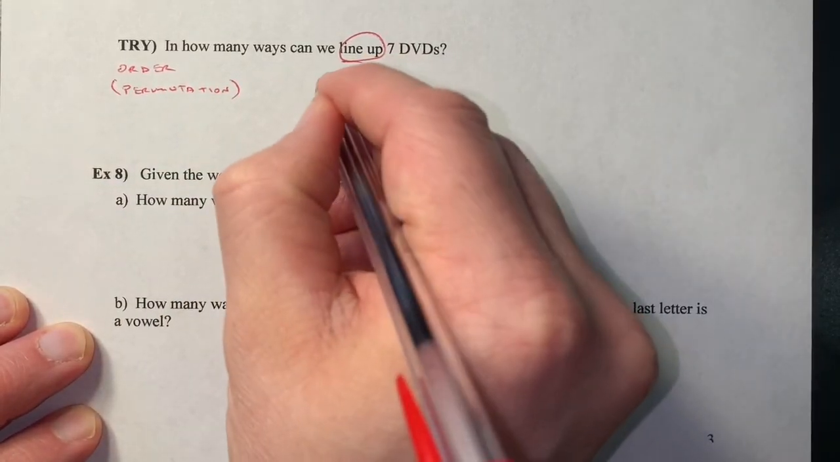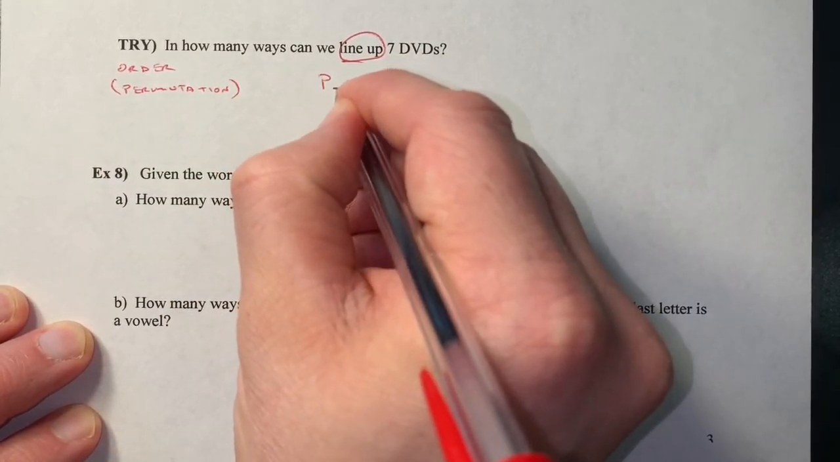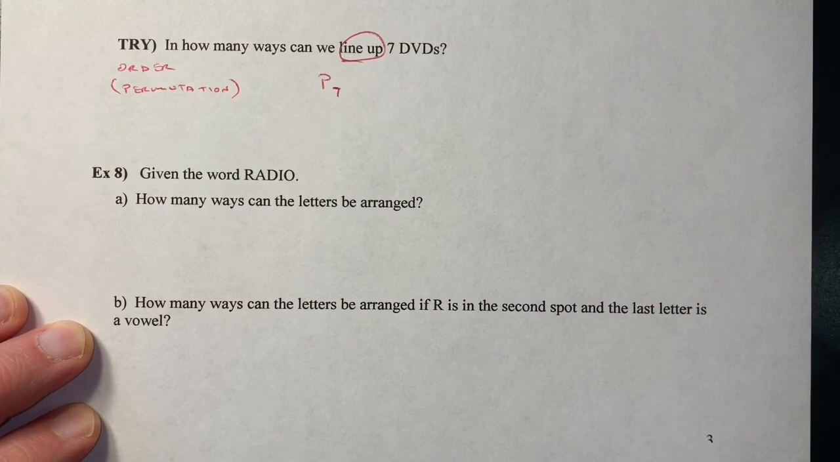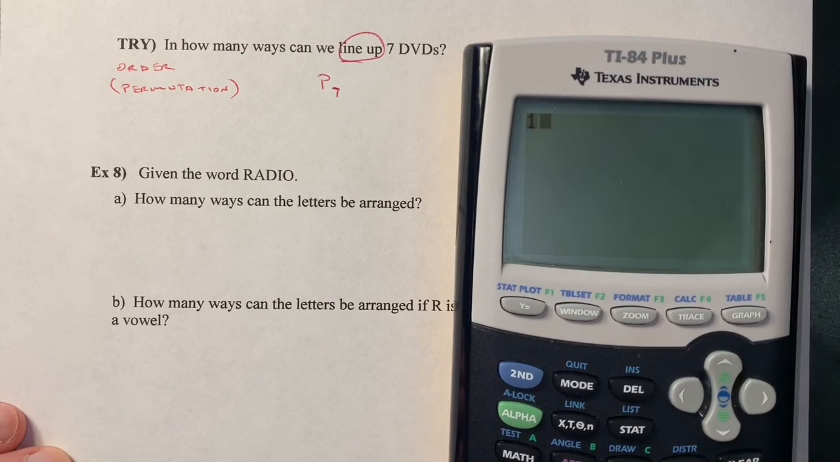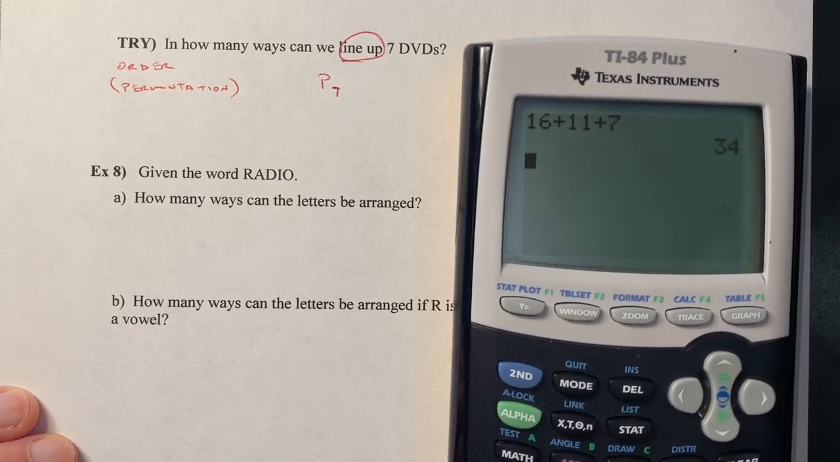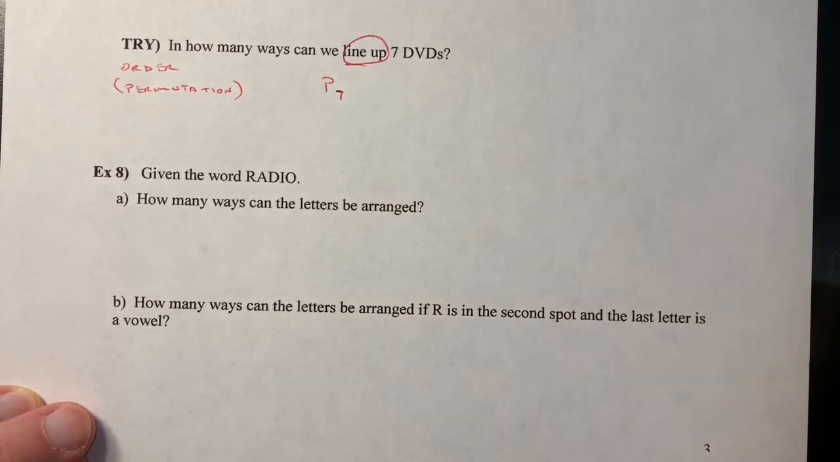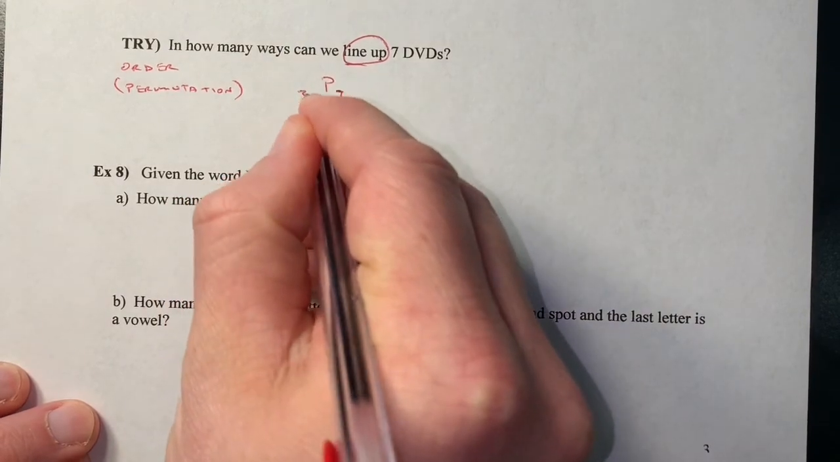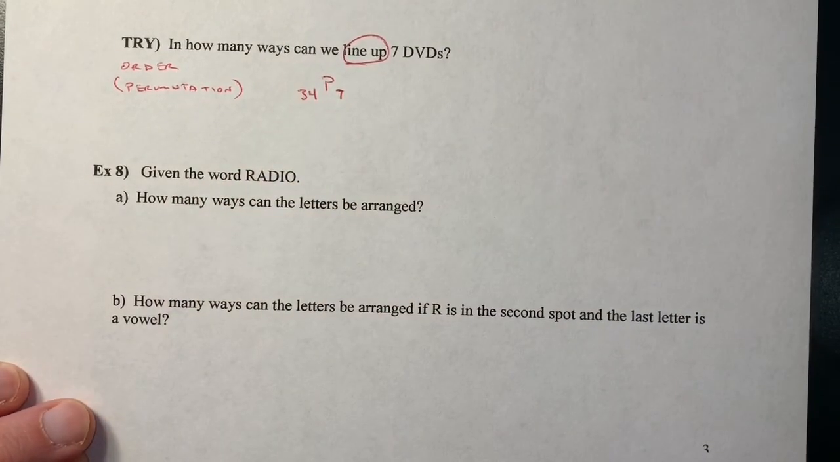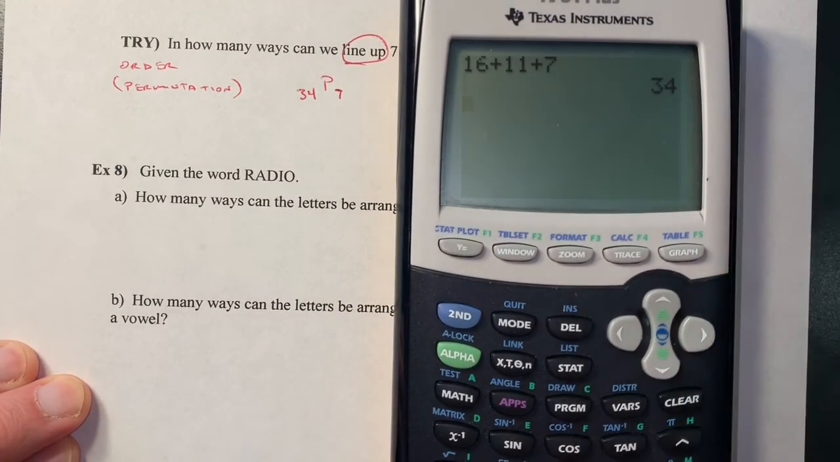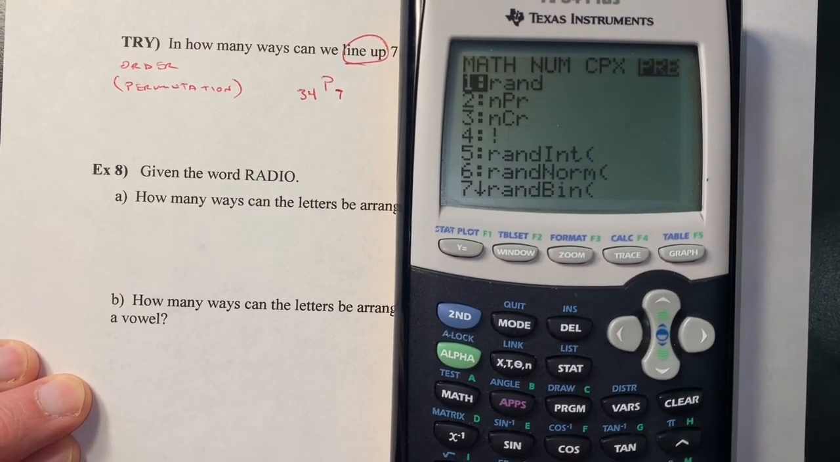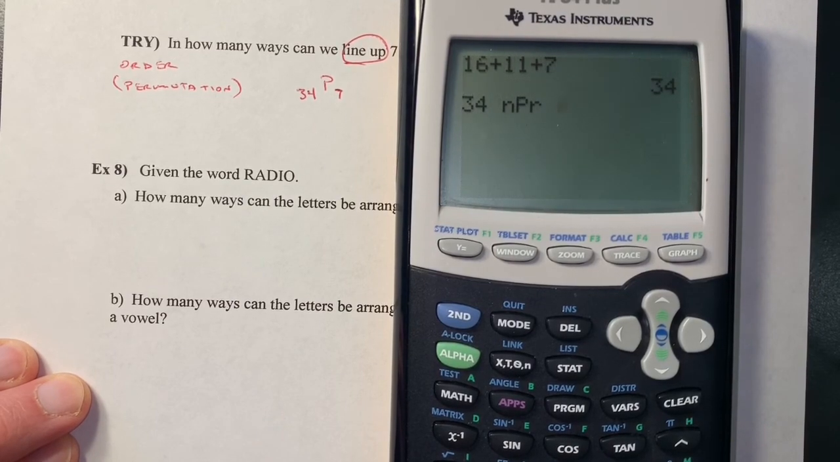So we're doing a permutation where r is 7 and n is the number of different DVDs. There were 16 comedies plus 11 dramas plus 7 educational. When I add that up, I get 34 different choices. So it's 34P7. I can put that in the calculator, 34P7.